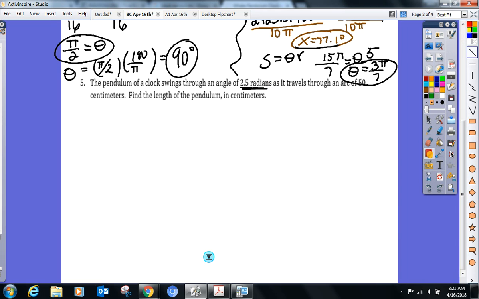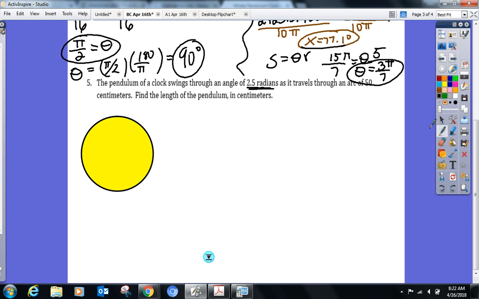All right, well, let's just get an idea here. Here's my clock. I got the pendulum swinging through. I'm not going to do anything great like on the images, but it's swinging through an angle of 2.5 radians. So again, pendulum swinging. What's the arc length that it makes? 50 centimeters. What am I really asking for when I look for the length of the pendulum? I'm looking for the radius, yeah. Because here's the pendulum swinging through 2.5 radians. That's what I'm looking for.